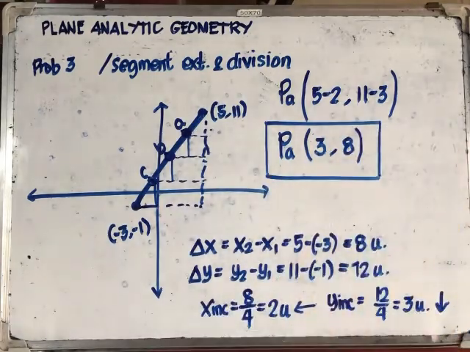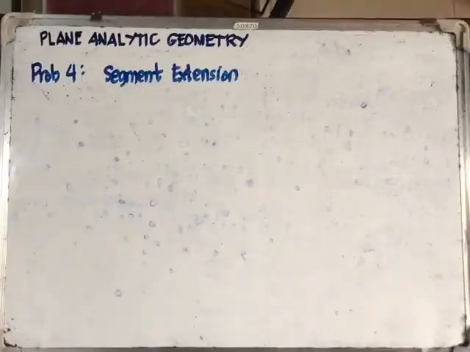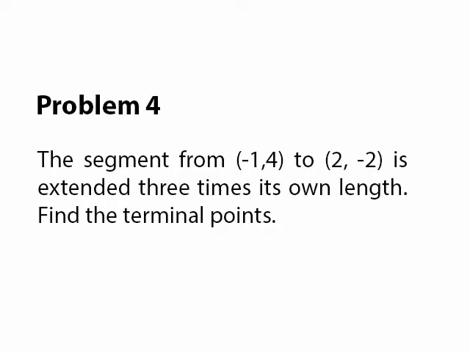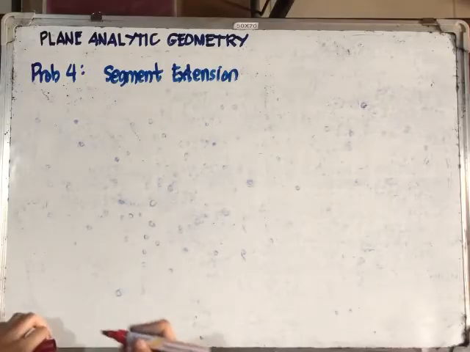Okay. That is our final answer for problem 3. If problem 3 talks about segment division, problem 4 talks about segment extension. So, the segment from negative 1, 4 to 2, negative 2 is extended 3 times its own length. Find the terminal points on both sides.